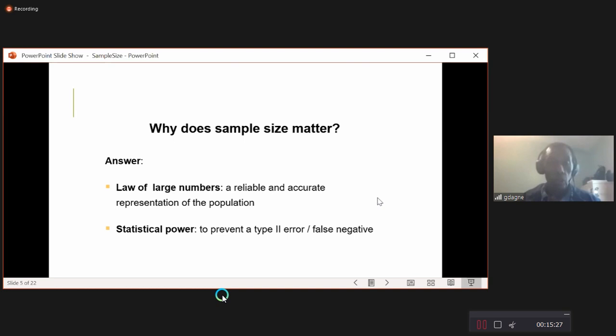Okay, so why does sample size matter? Because of this law of large numbers. We have to have a reliable and accurate representation of the population as much as we can. And also, associated with that, we want to have statistical power, to prevent a type 2 error, a false negative. We'll talk about that later.